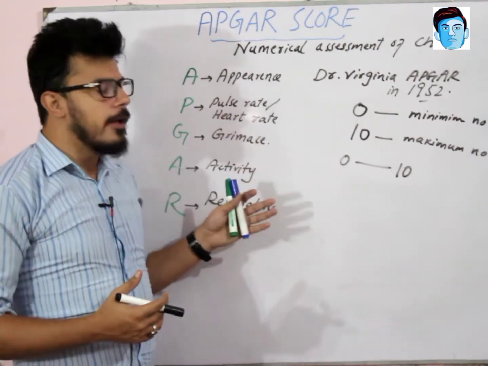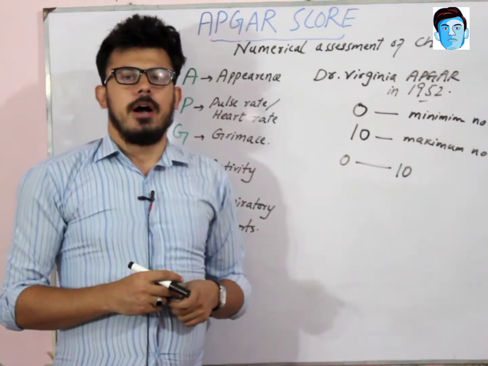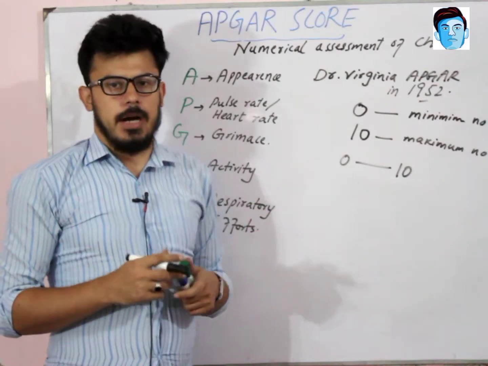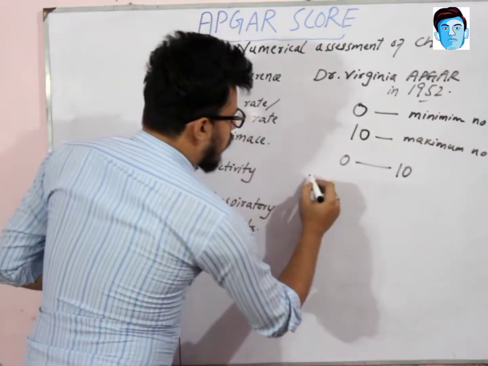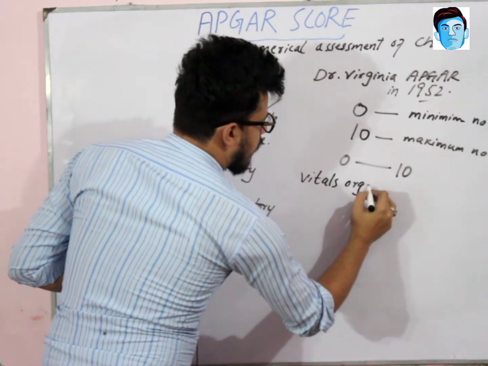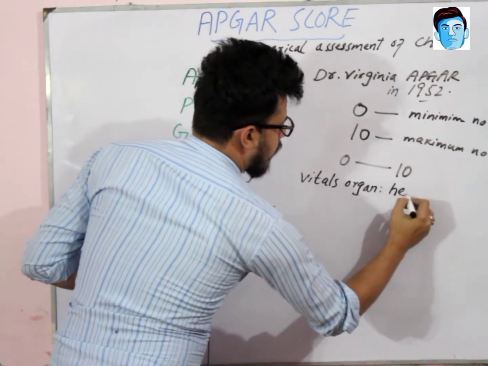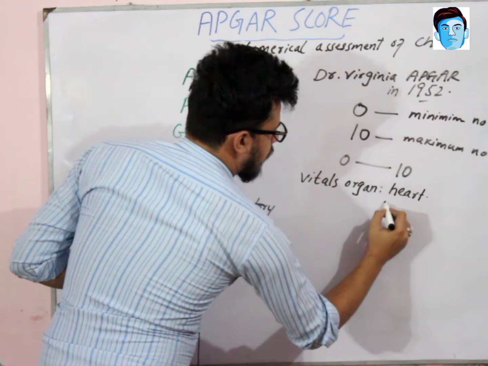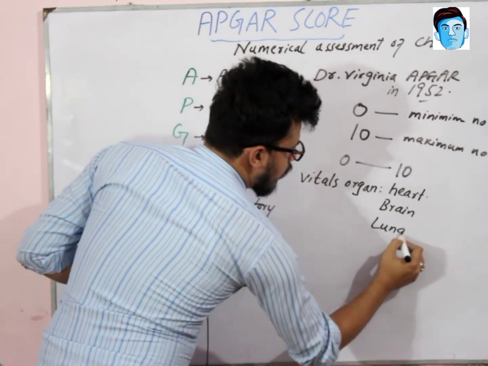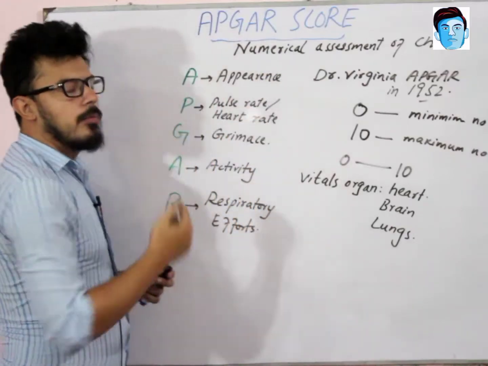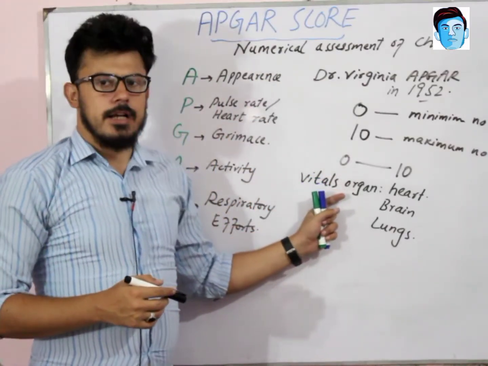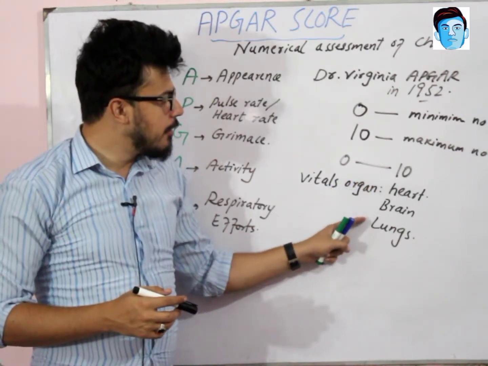And it is also very important that through the components of APGAR scoring we can actually comment on the vital organs of the body of a child. So as you know, the vital organs are the heart, brain and lungs. So through the components of APGAR scoring we can comment on the vital organs: heart, brain and lungs.